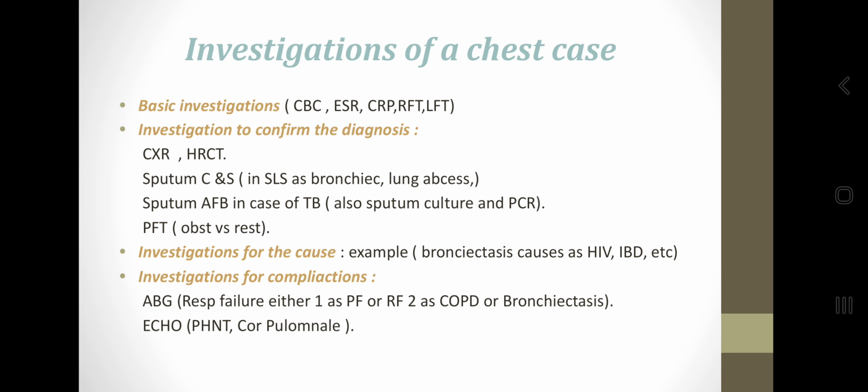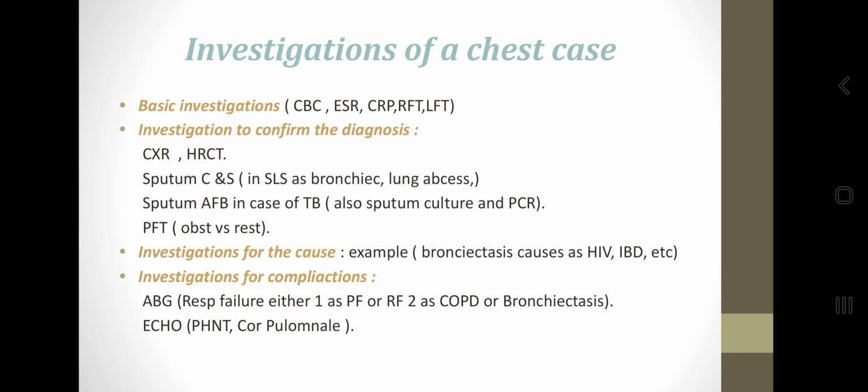Investigation for the cause, as we mentioned before, search for the cause. If the patient has pulmonary fibrosis and there is manifestation in his hand of rheumatoid arthritis, we will do anti-CCP and so on. If the patient has bronchiectasis, search for causes like HIV.